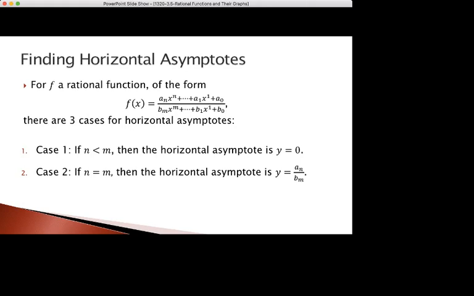Now, case number two, if the degree of the numerator is equal to the degree of the denominator. Wow, my voice just cracked right there. Excuse me for that.